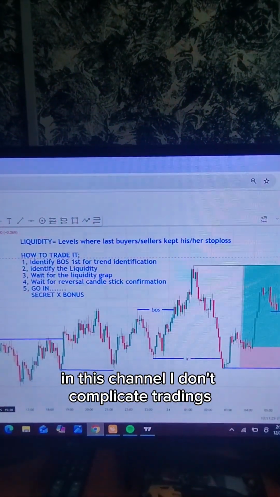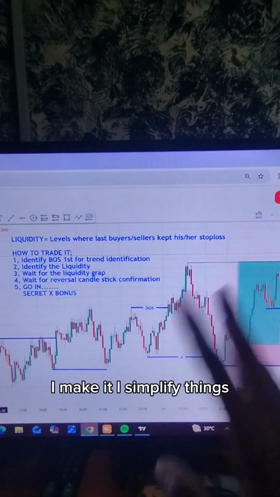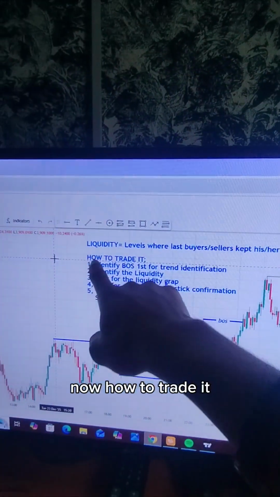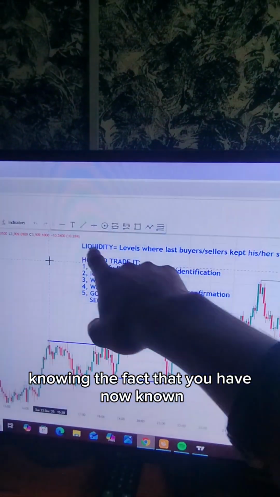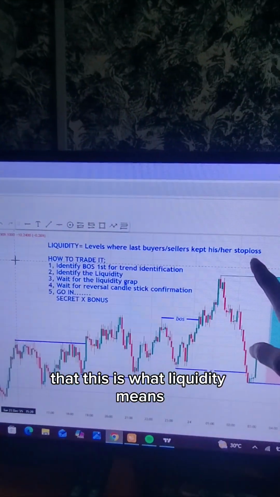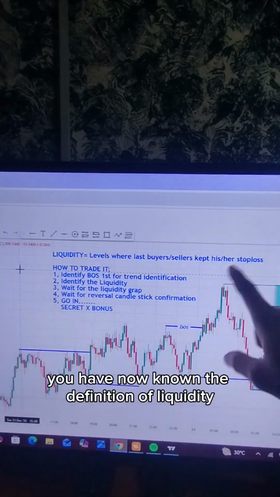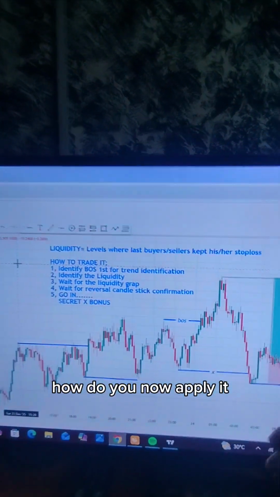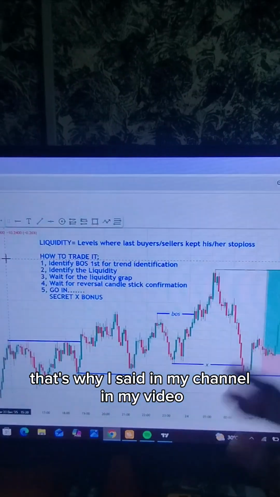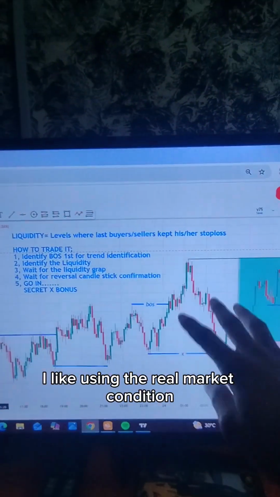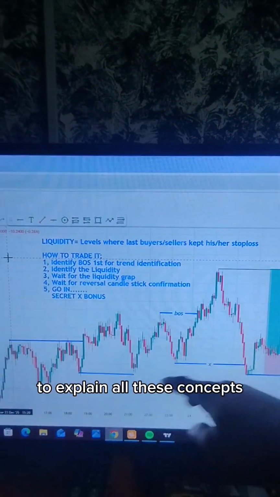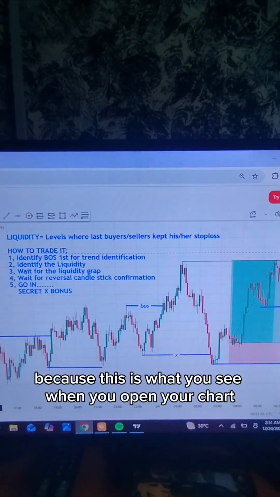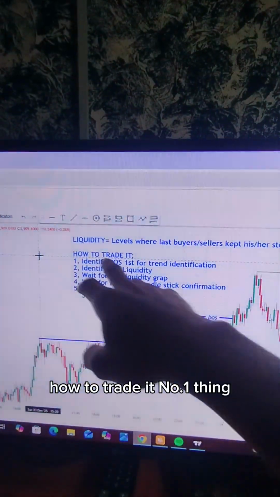In this channel, I don't complicate trading. I simplify things and I make it easier for even a beginner to understand. Now, knowing that you have known the definition of liquidity, how do you now trade it? How do you now apply it? That is why I said in my videos, I like using the real market condition to explain all these concepts and to apply them on the chart, because this is what you see when you open your chart.